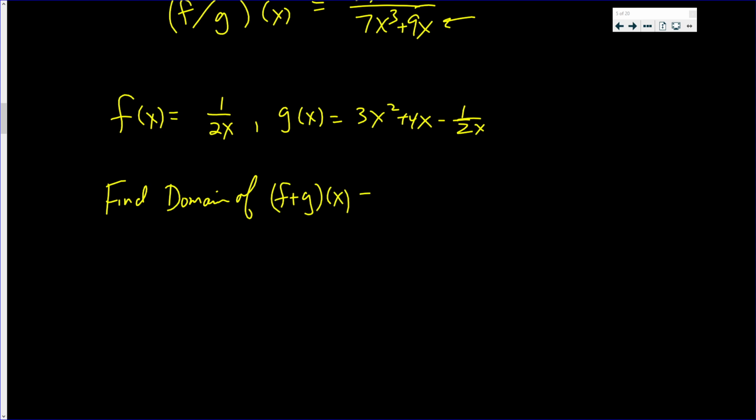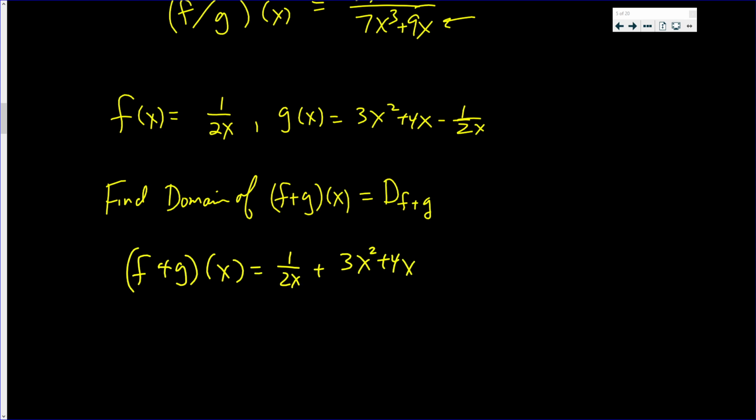Okay, which I'll denote by df plus g. Find the domain. Now, if you add these together, if you do f plus g of x is equal to f of x plus g of x, and you cancel, you get 3x squared plus 4x.